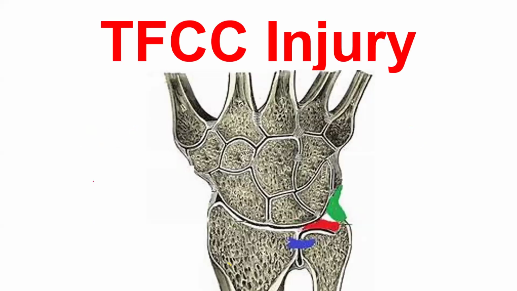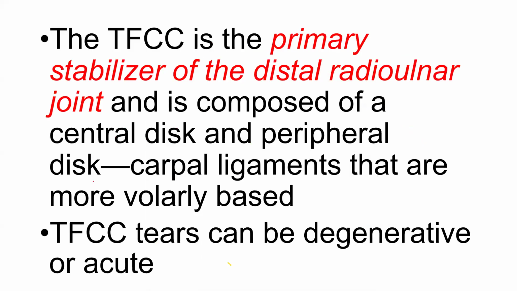The take-home message: the triangular fibrocartilage complex is the primary stabilizer of the distal radio-ulnar joint. It is composed of a central disc, a peripheral disc, and carpal ligaments that are more volarly placed. Triangular fibrocartilage complex tears can be traumatic or degenerative.